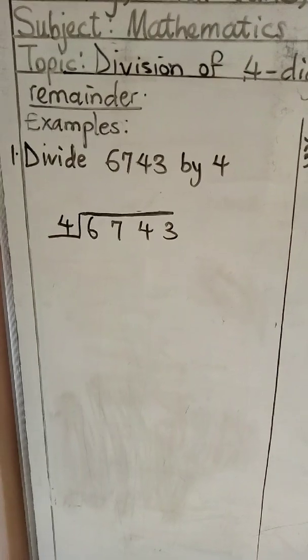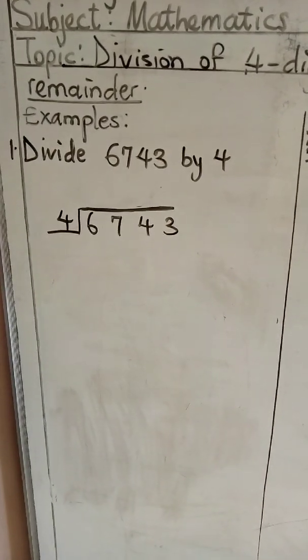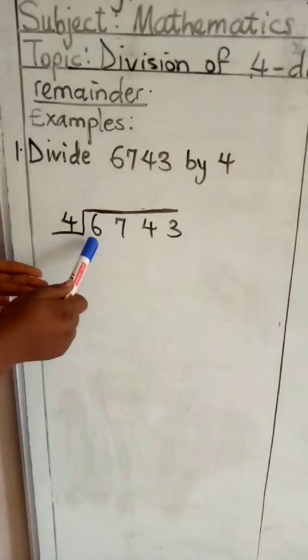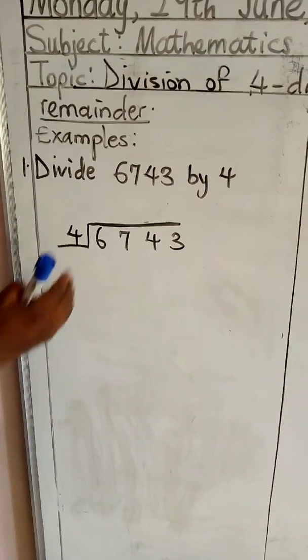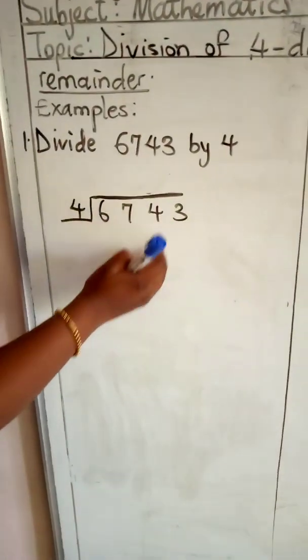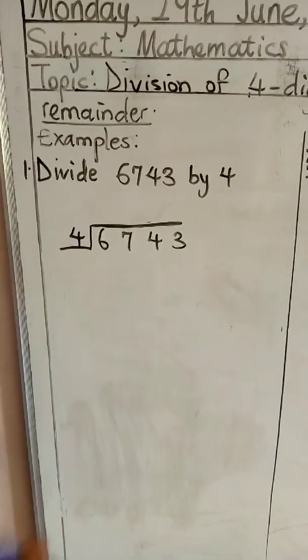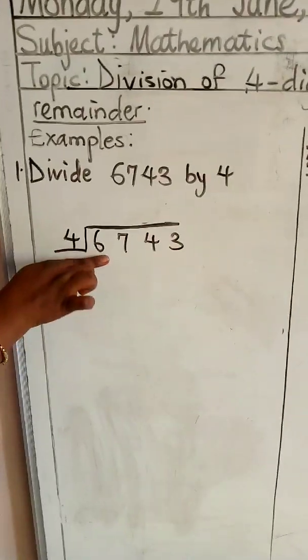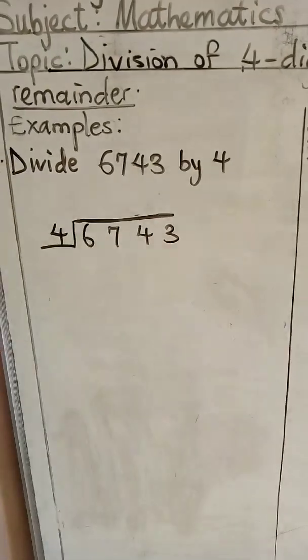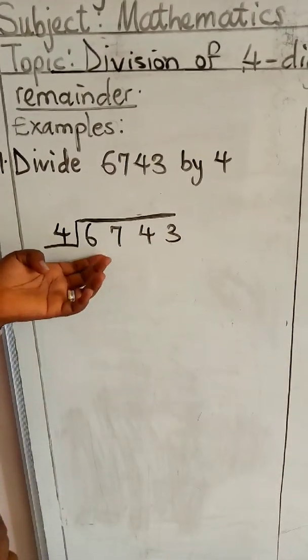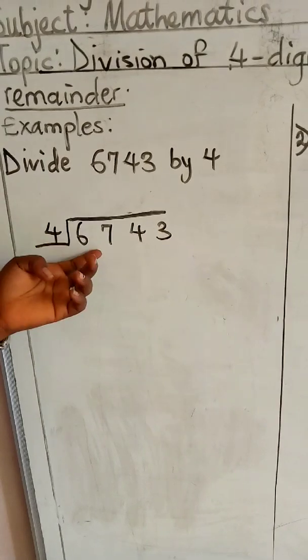Let's solve this together. You ask yourself, if your divisor can divide the first digit, in a situation whereby it can, you take it one at a time. But in a situation whereby your divisor cannot divide the first one, you take two numbers, which is what? 67. But for this, we can divide this because 4 can divide 6.